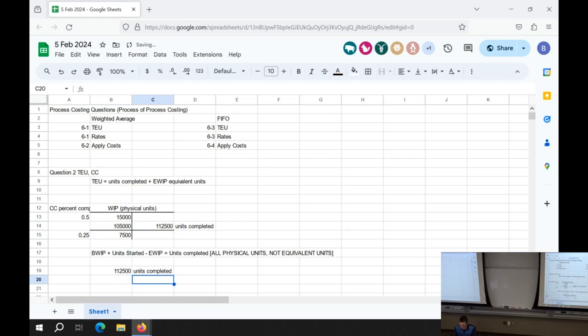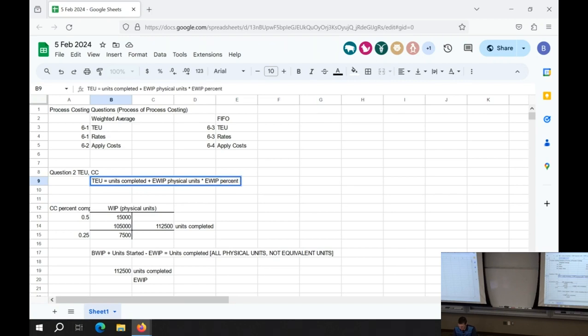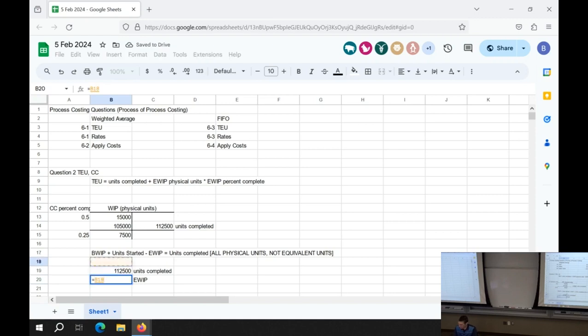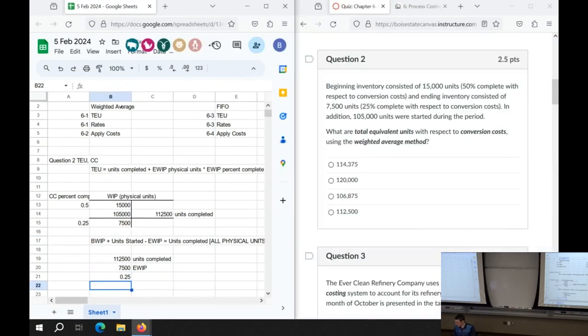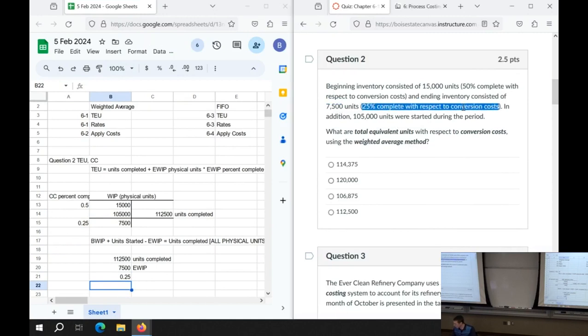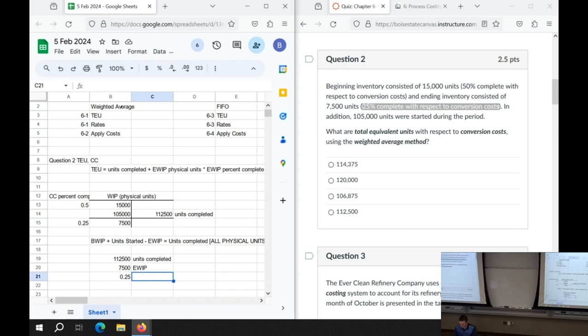Right there. And ending WIP, in fact, I will not summarize this. I will do ending WIP physical units times ending WIP percent complete. Ending WIP physical units, 7,500, right? Ending WIP percent complete is the 0.25. Oh, we can see, right? 7,500, 25% with respect to conversion costs.